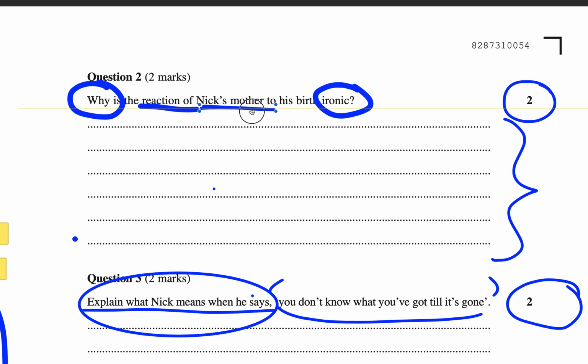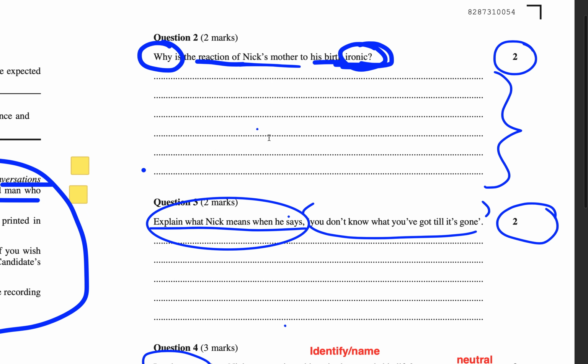That's 1 mark. You need to say, what did she do? How did she react? React meaning like, were you scared of it or were you excited? Were you surprised? That's reaction, your response to his birth, okay? Ironic. And then you have to explain why is it ironic. If you don't explain why it's ironic, you will only get 1 mark, because you are only doing half the answer.